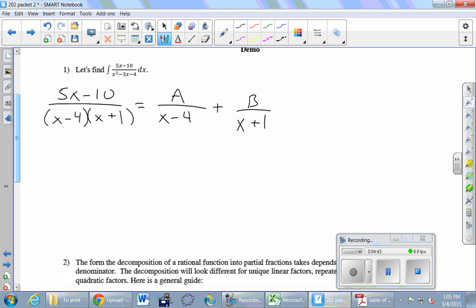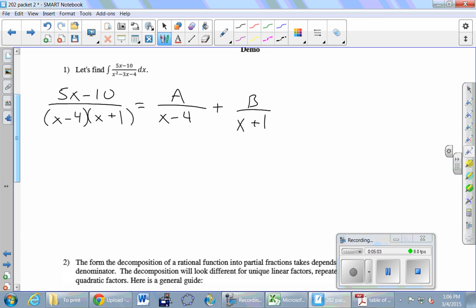Okay, so let's see if we believe that it's reasonable that we could find a and b to make this true. If I just gave you the right-hand side and said add these 2 fractions, what would you first have to build? Common denominator. And what's the common denominator for these 2 fractions? Yeah, it's the original denominator, right? It's x minus 4 times x plus 1.